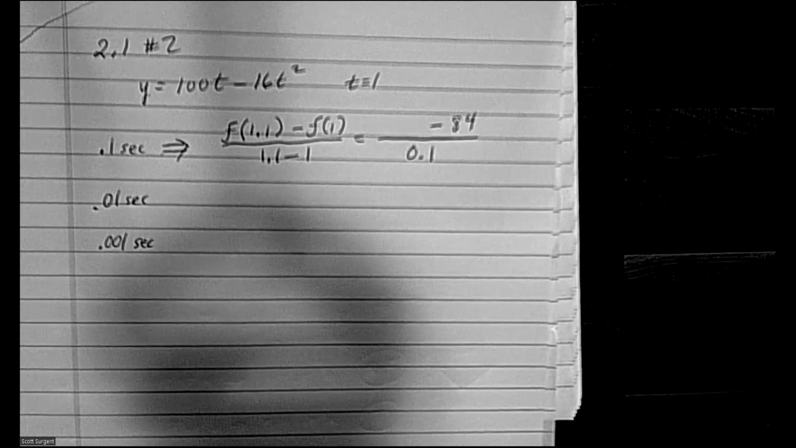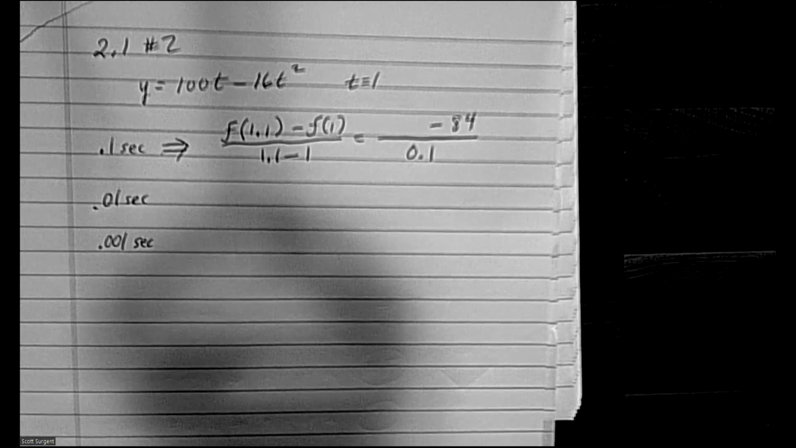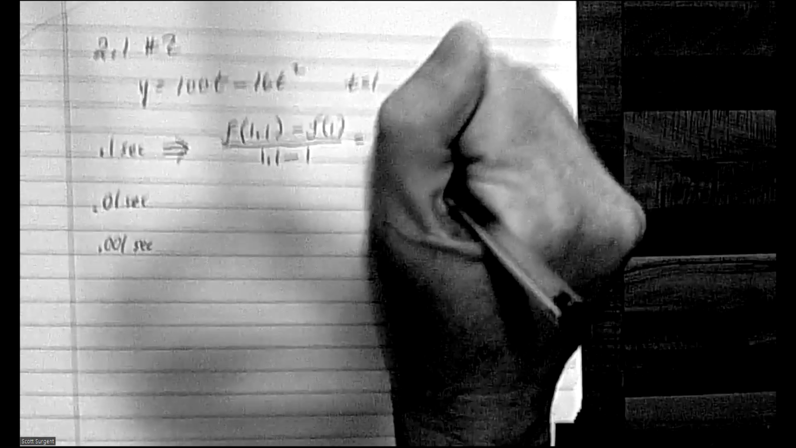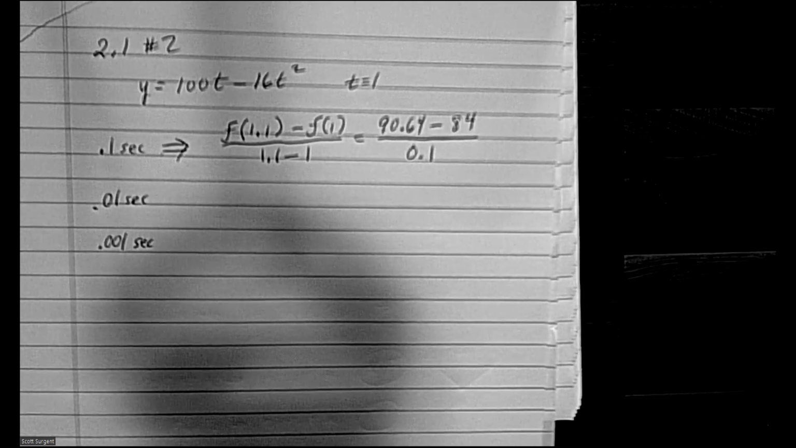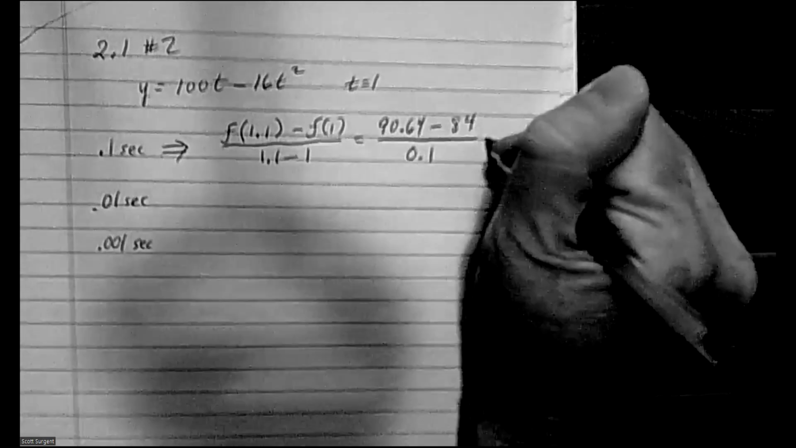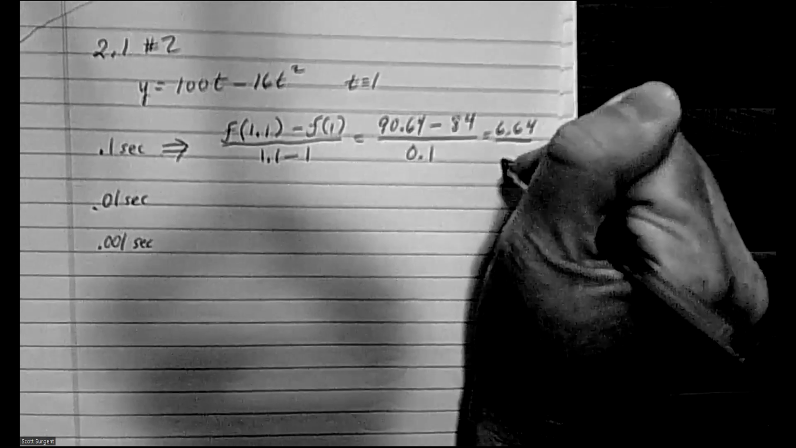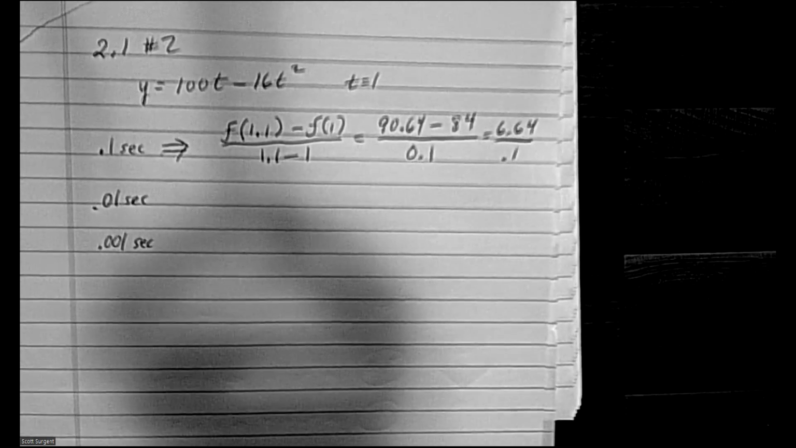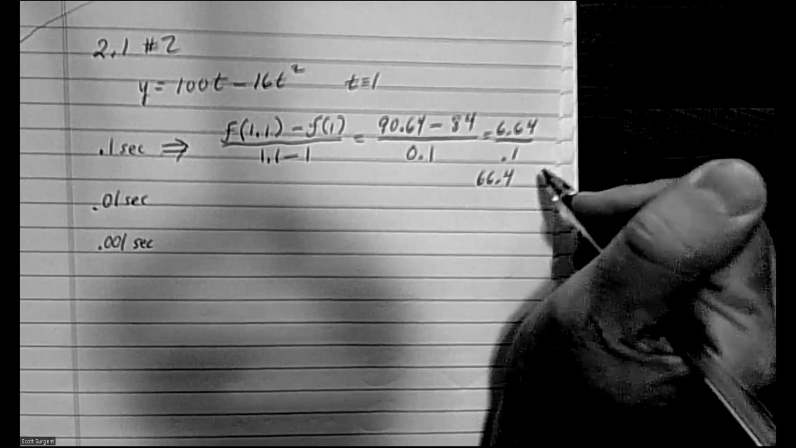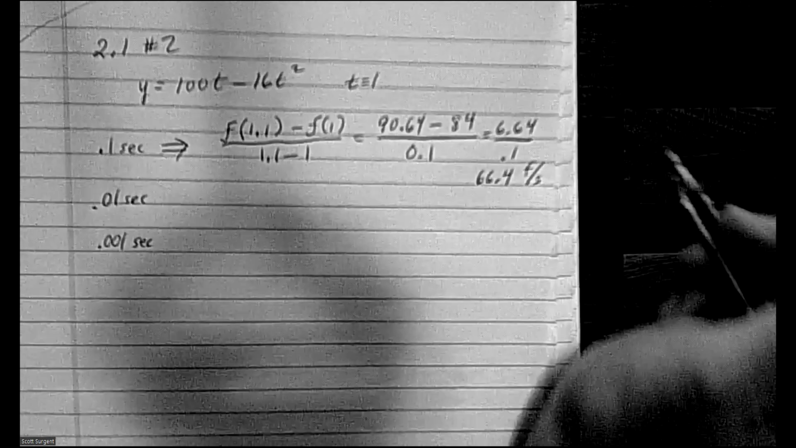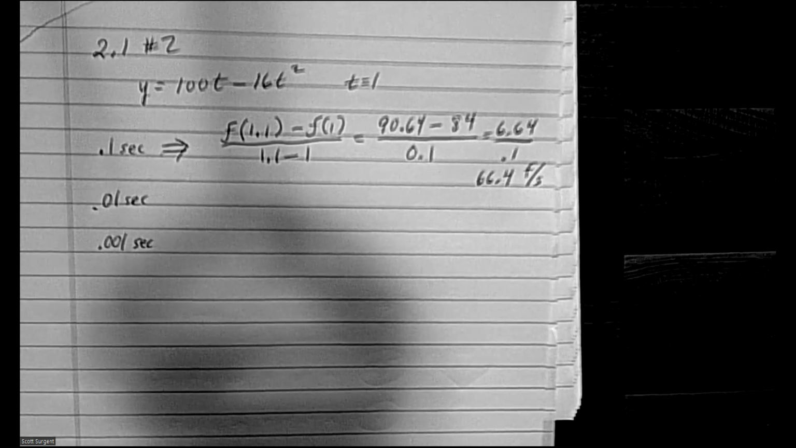So just plug in the 1.1 into the function. So 100 times 1.1 take away 16 times 1.1 squared. We get 90.64. We do a subtraction, so 90.64 take away 84, 6.64 over 0.1. And that works out to be 66.4. And that would be feet per second. And then you just do it the same with the other two.